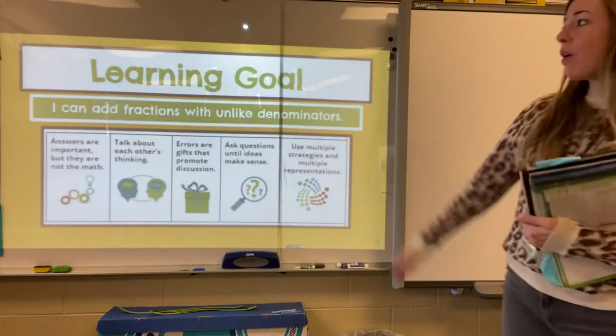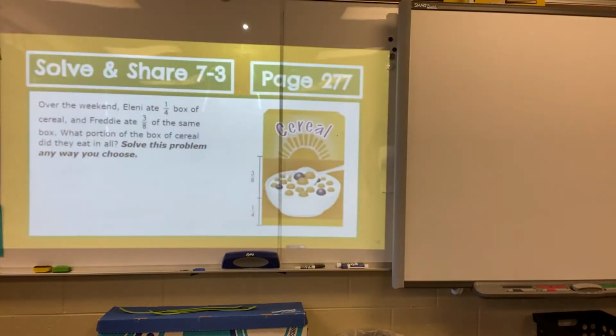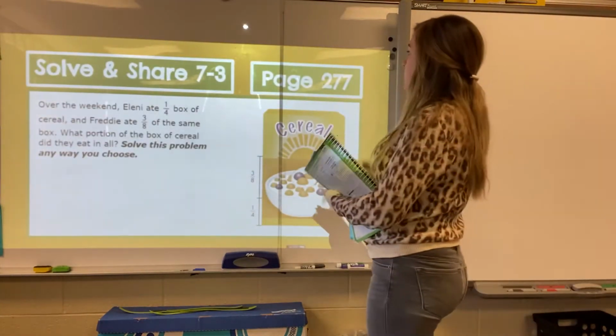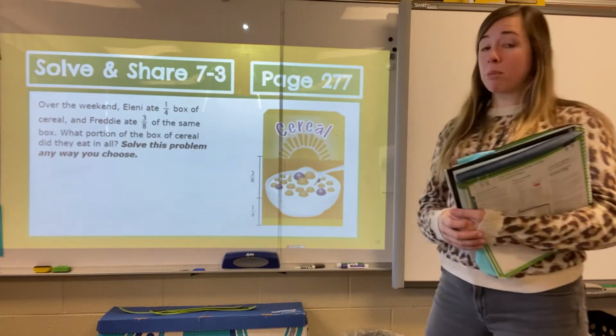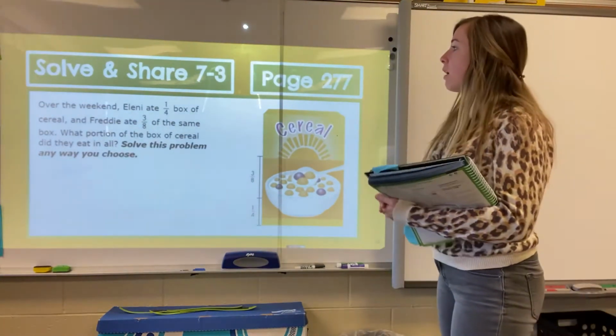Alrighty, here is our learning goal. I can add fractions with unlike denominators. Here's our solve and share on page 277. So please open your workbook to 277 if you have not already. And let's read through our problem.